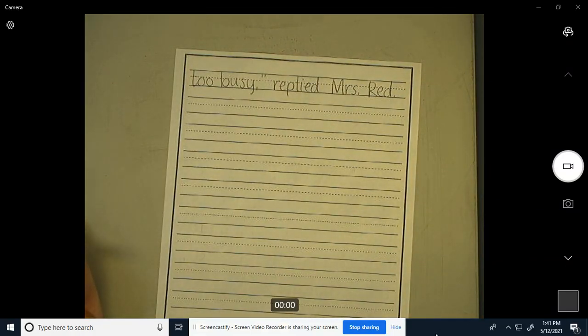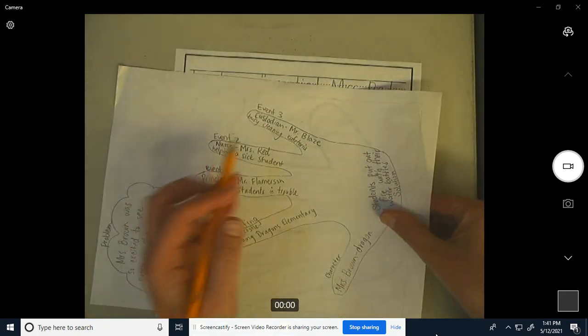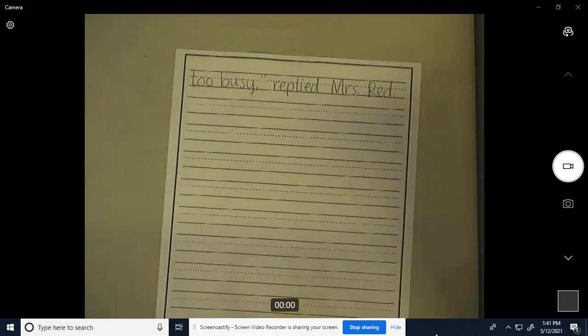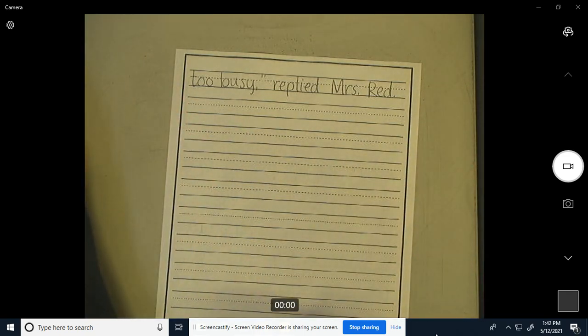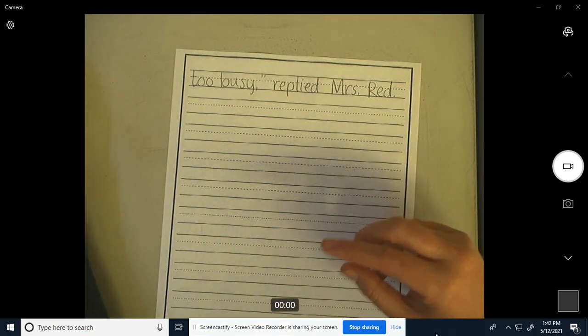Replied Mrs. Red. So now I'm going to say something about how Mrs. Brown goes to the next place because Mrs. Red can't help. So now she's going to find the custodian. And we're on event 3. Mrs. Brown ran down the hallway and spotted Mr. Blaze.